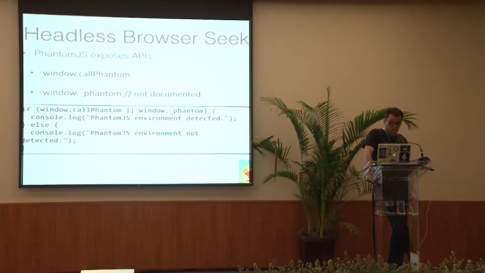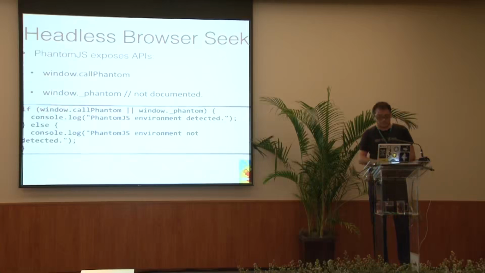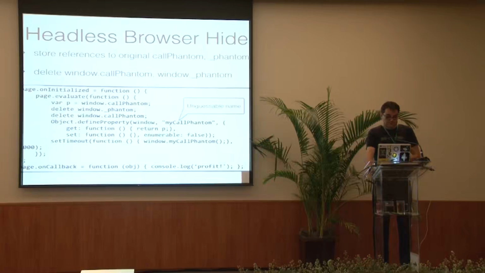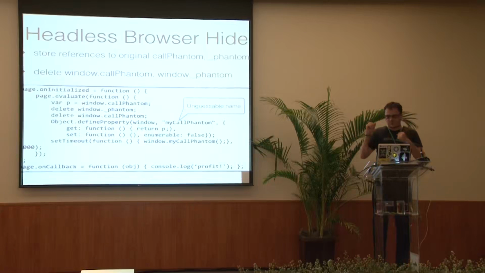Well, I mentioned window.callPhantom and window._phantom, which are not documented. We know that the JavaScript environment that runs inside PhantomJS would have those two properties, so the easiest thing is to check if they exist. It looks pretty reliable. In fact, it's not. If in your web page you basically execute delete window.callPhantom, it will delete those properties from the PhantomJS context.